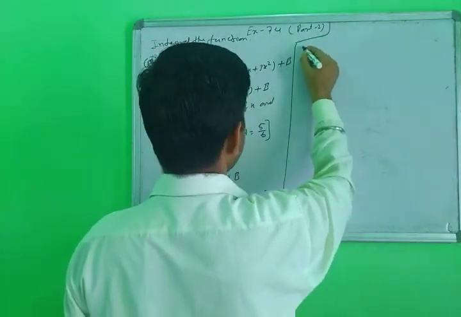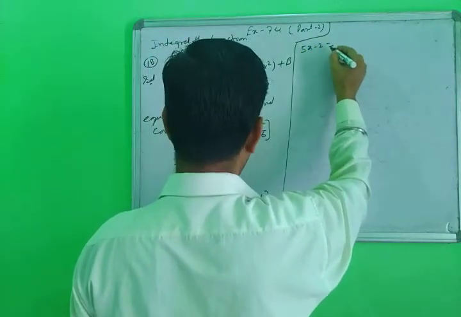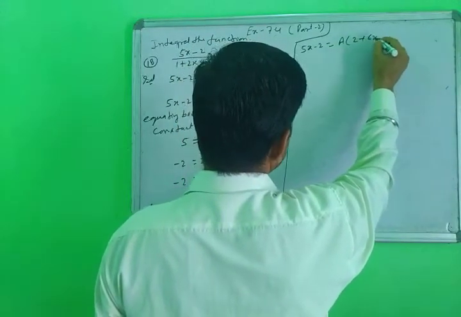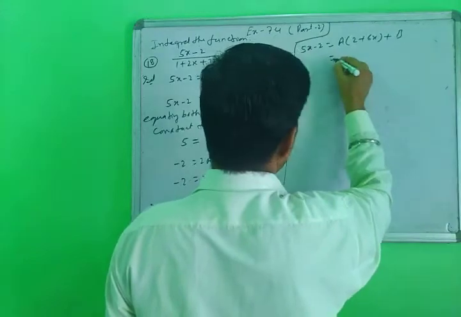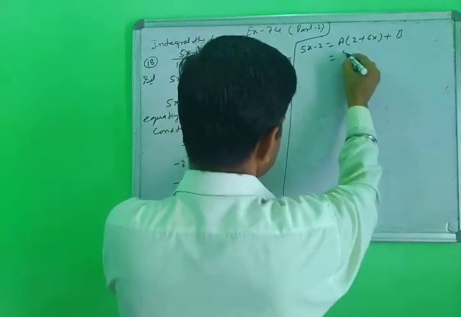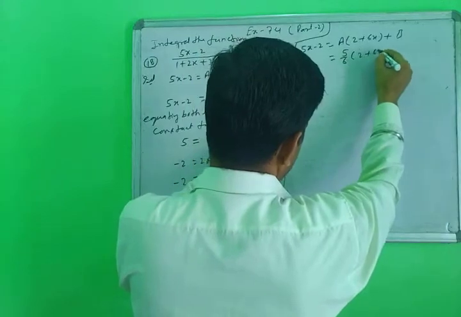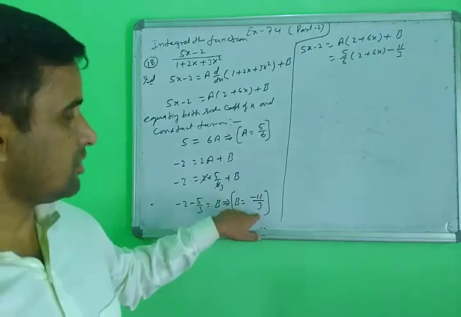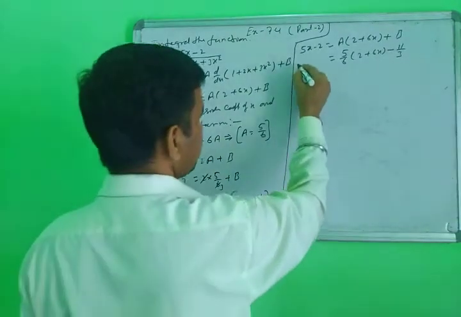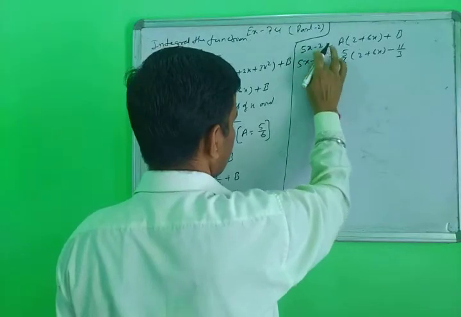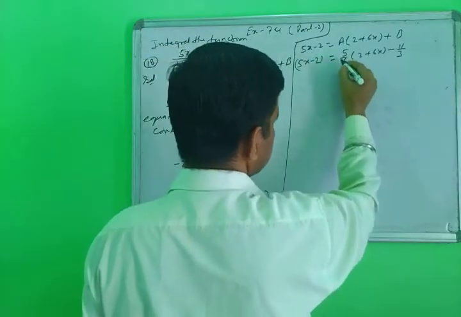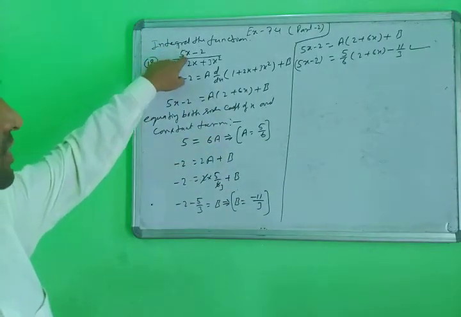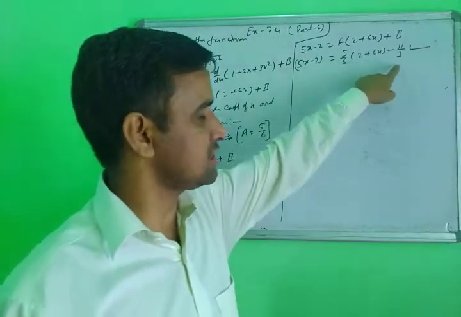So now, what is the value of 5x minus 2? It is a times 2 plus 6x plus b. What is the value of a here? 5 by 6. So 5 by 6 times 2 plus 6x, and minus 11 upon 3. The coefficient value is minus 11 by 3. It means the value of 5x minus 2 is this. When you integrate this portion, in the numerator place of 5x minus 2, you will write 5 by 6 times this expression.